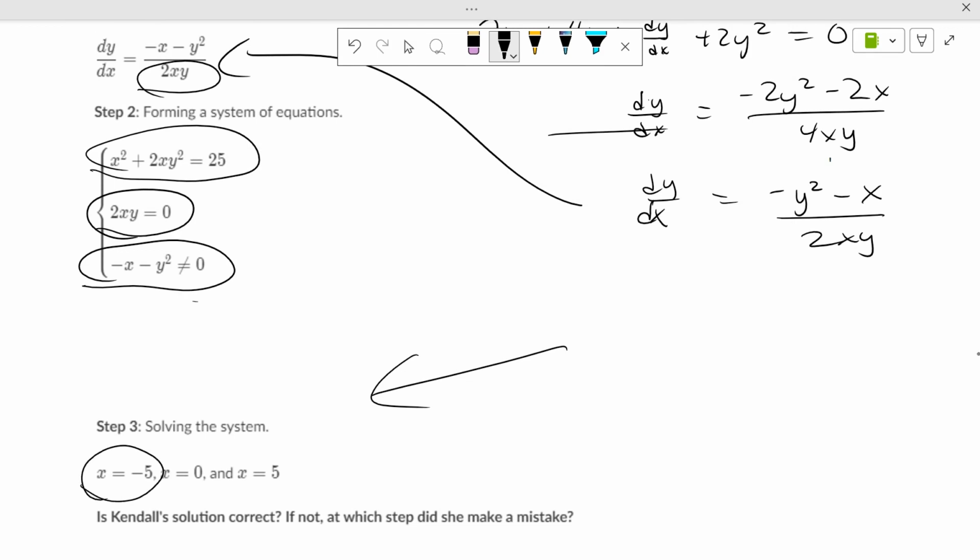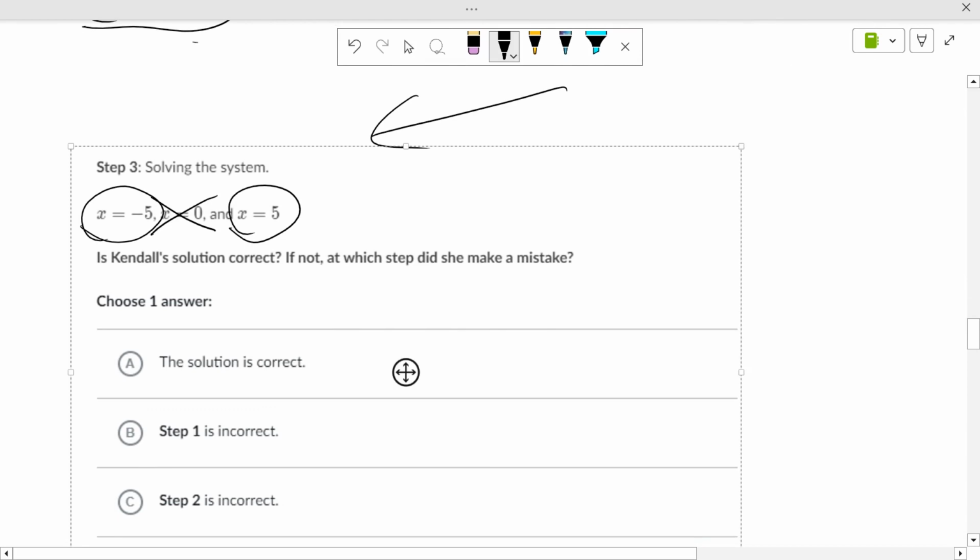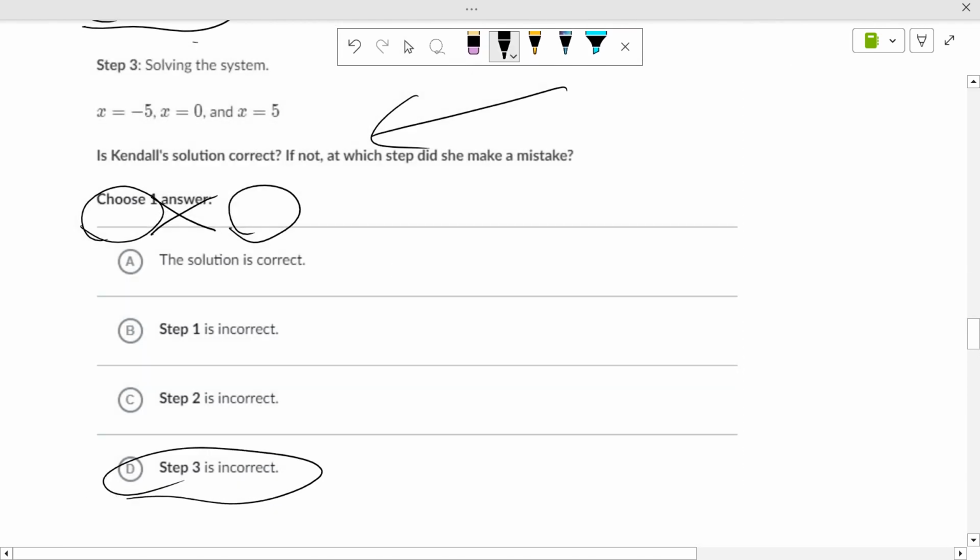negative 5 would make 25. That would work. 5 would make 25. That would work. If x is 0, then what makes 25 here? Well, if x is 0, it wouldn't make 25, would it? There's no way that this would make 25 if x was 0. Boom, boom. We found the mistake. 0 isn't an answer. The mistake was in step 3. Okay?